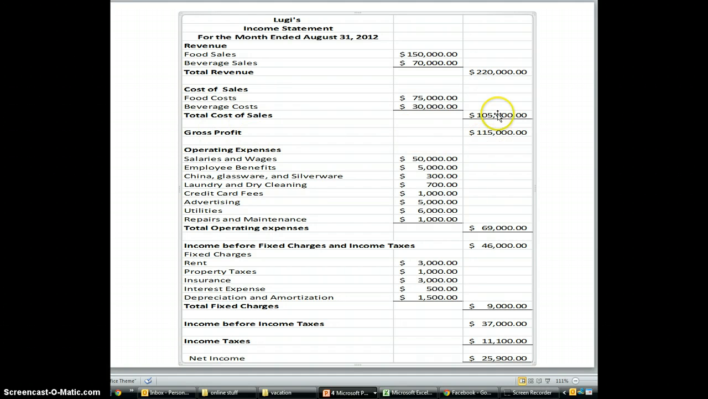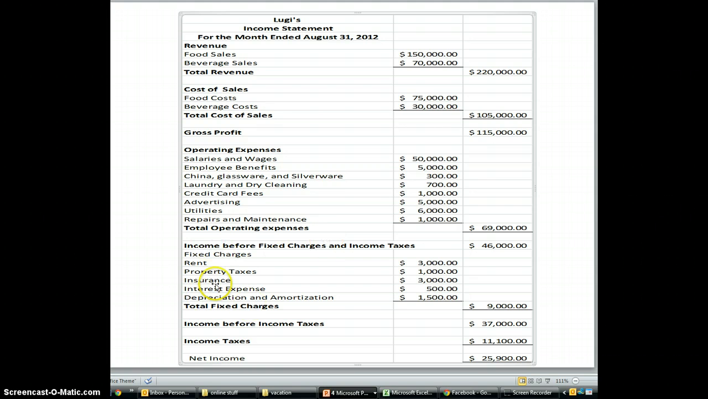So you want to make sure that you charge enough to cover not only the cost of the items, but these other operating expenses. Here we have salaries and wages, employee benefits, china, glassware, and silverware, if you're expensing those types of things. Laundry and dry cleaning. Many businesses, especially restaurants, launder and dry clean their uniforms for their employees. Credit card fees. Credit card companies charge a fee every time a customer uses a card at your business. They don't charge the customer, they charge you. Advertising, utilities, repair, and maintenance.